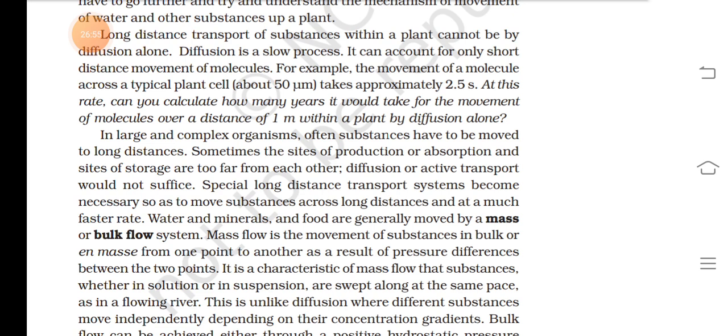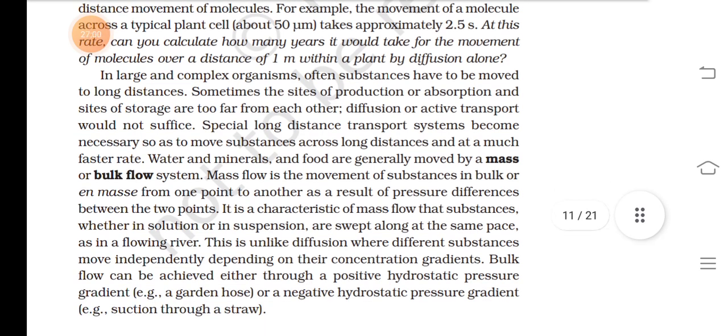In large and complex organisms, often substances have to be moved to long distance. Sometimes the sites of production or absorption and sites of storage are too far from each other. Diffusion or active transport would not suffice. Special long distance transport systems become necessary so as to move substance across long distance and at a much faster rate. Water and minerals and food are generally moved by mass or bulk flow system.